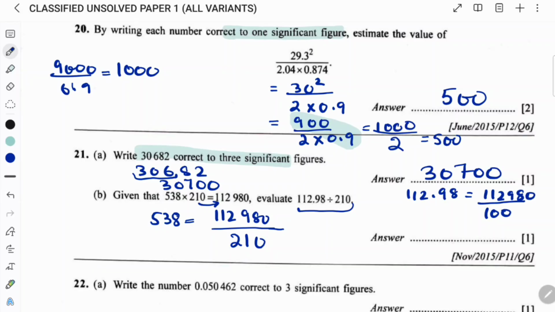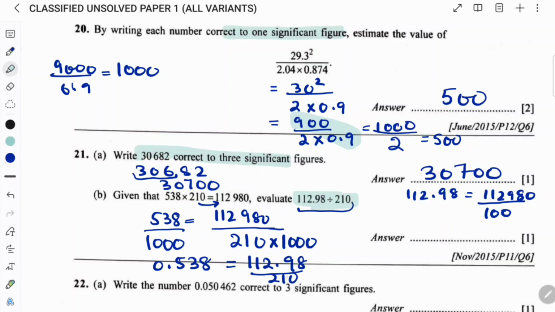All right, so what do we do? You can't divide by 1000 on one side. You have to divide by 1000 on both sides, then your question remains unchanged. So 538 divided by 1000 is equal to 0.538, which is the answer to the question, and here it becomes 112.98 divided by 210, which was the question, and this is 0.538.